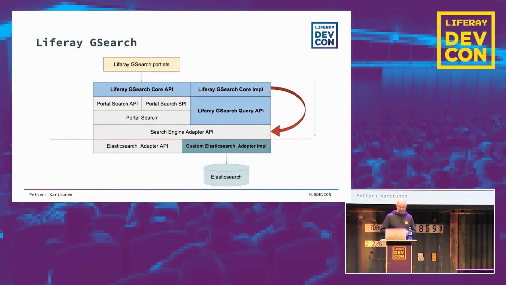Liferay GSearch adds their few layers. So in this implementation, the portlet is called the Liferay GSearch core API, which is built on top of extended Portal Search stack. And on the bottom, you have there the custom Elasticsearch adapter implementation. The search requests in this implementation are done by calling directly the low-level Search Engine Adapter API.